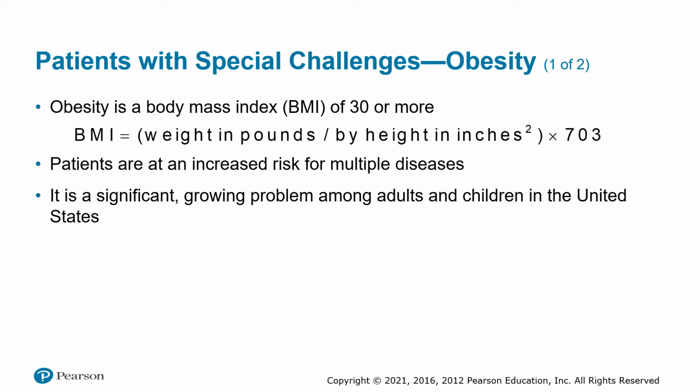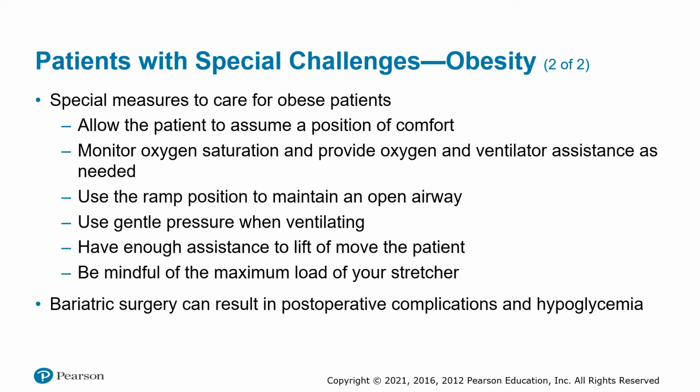Obesity. Obesity is a body mass index of 30 or more. So to calculate BMI, you take your weight in pounds divided by height in inches squared times 703, and that'll give you your BMI. Patients are at an increased risk for multiple diseases, and it's a significant and growing problem among adults and children in the U.S. Special measures to care for obese patients allow them to assume a position of comfort, monitor their O2 sat, provide oxygen and ventilator assistance as needed.